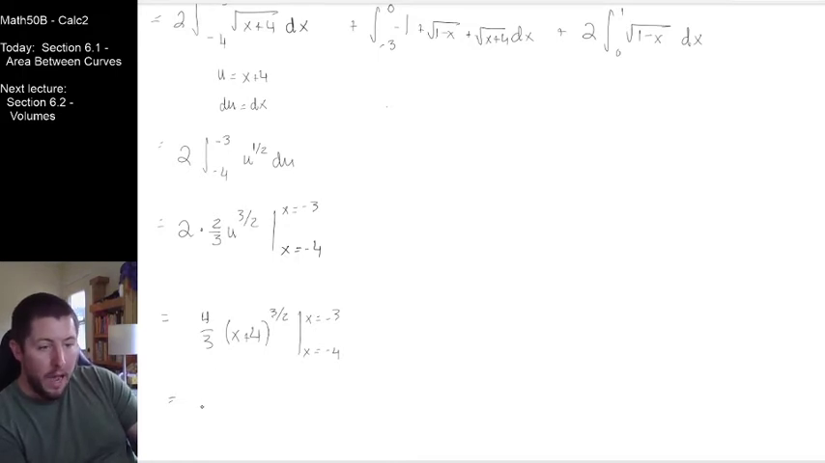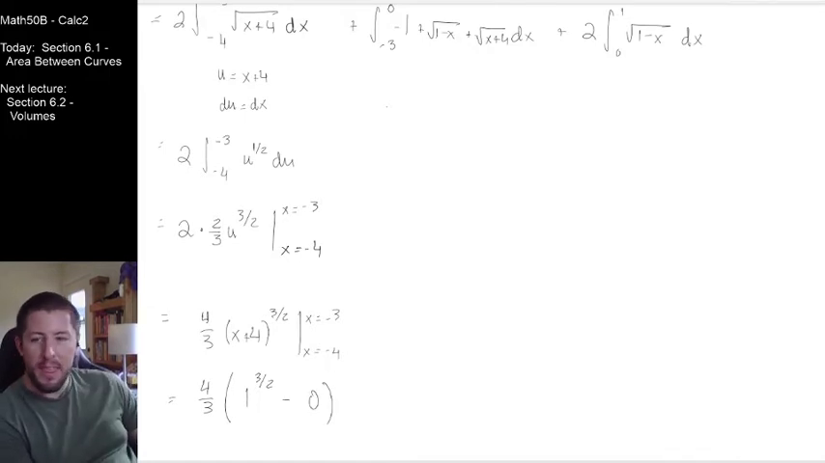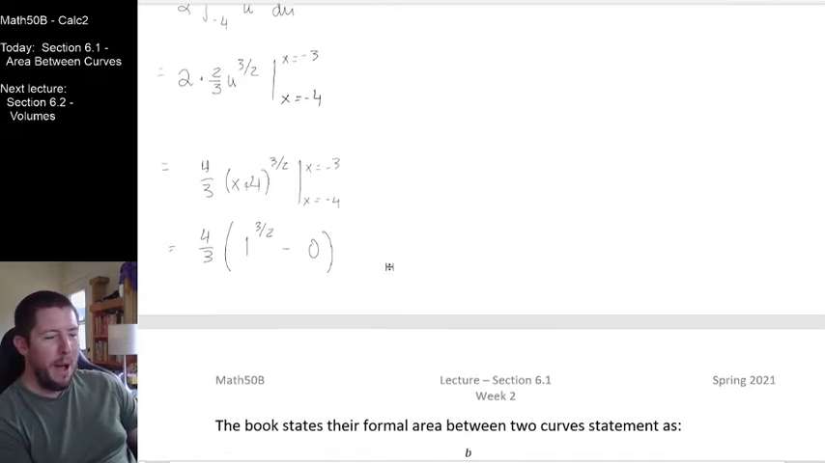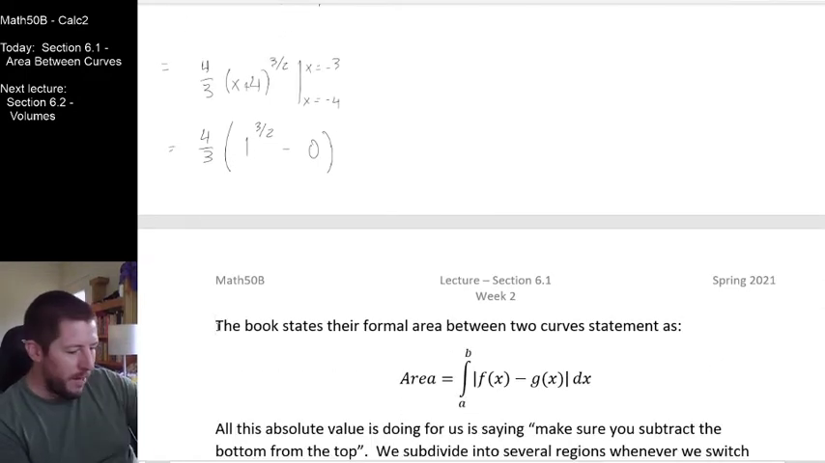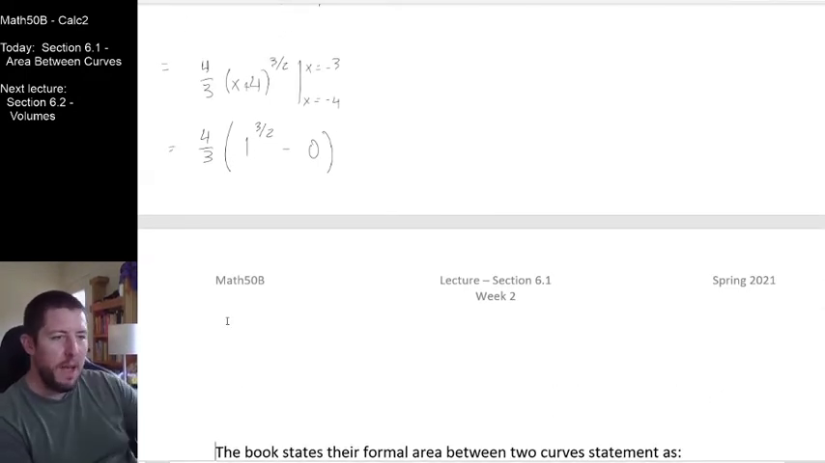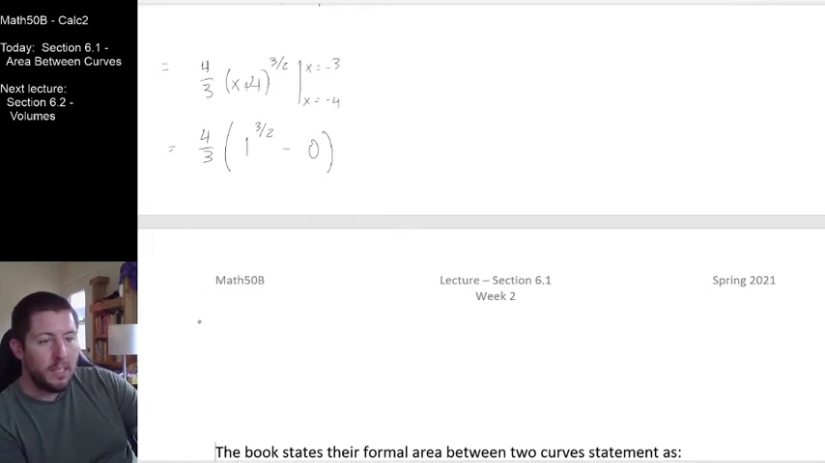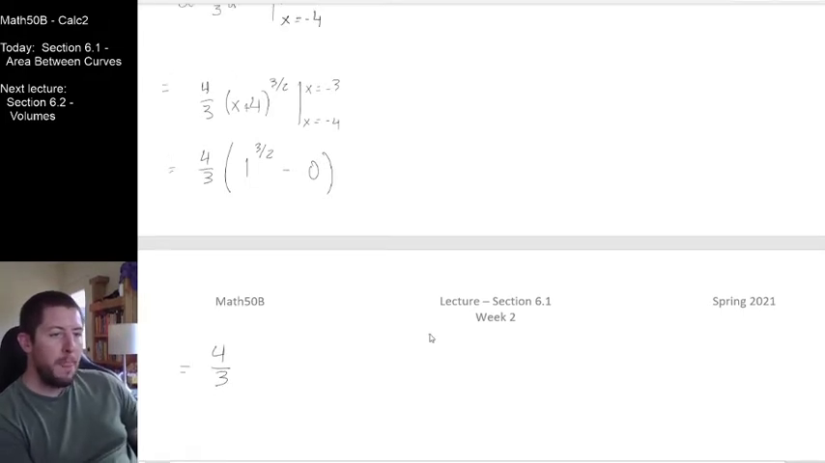Okay, so now it seems like we're getting 4/3. I'm going to plug in my upper bound, which is at -3, and that's just going to give me 1 to the 3 over 2, minus my lower bound, which is just going to give me 0 right there. Okay, so now I feel a lot better about that guy. I was like, what am I going to do with a 3 to the 3 halves power? That's not going to work out. So I see that I'm getting from this chunk just a 4/3.